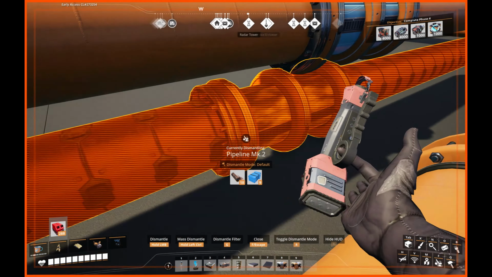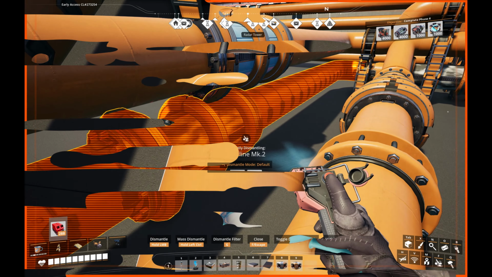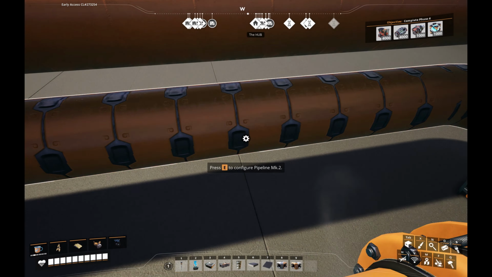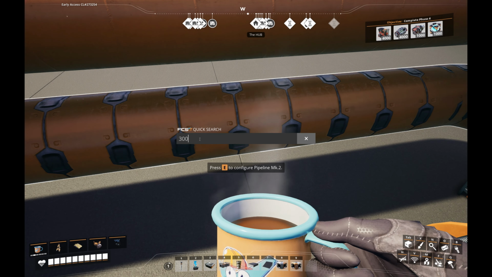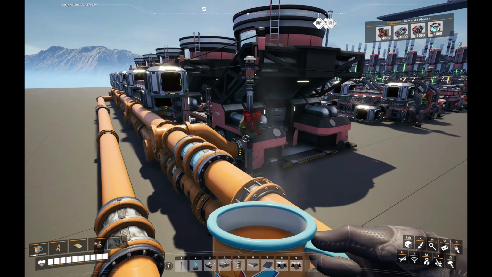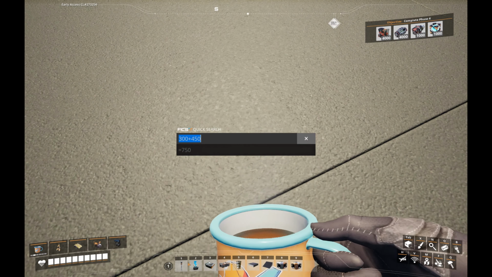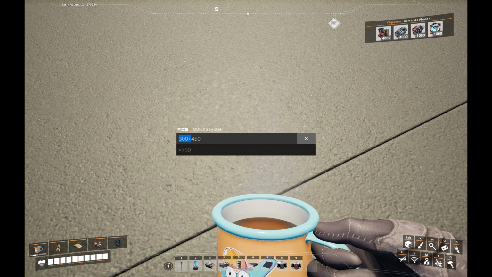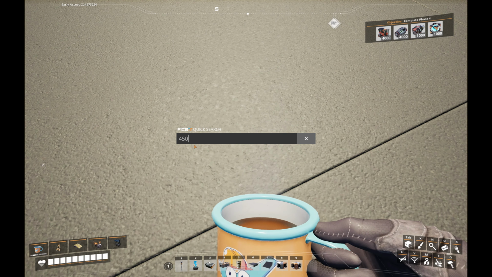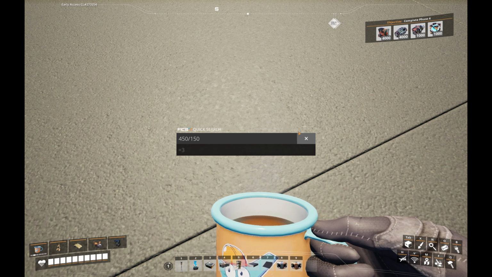For this I am bringing in 2 pipes of nitrogen gas to this setup. The Mark I pipe is bringing in 300 nitrogen gas and the Mark II pipe is bringing in 450, so in total I am bringing in 750 required in this setup. Since each blender requires 150 nitrogen gas, the Mark II pipe will feed 3 blenders, while the Mark I pipe will feed 2 of them.